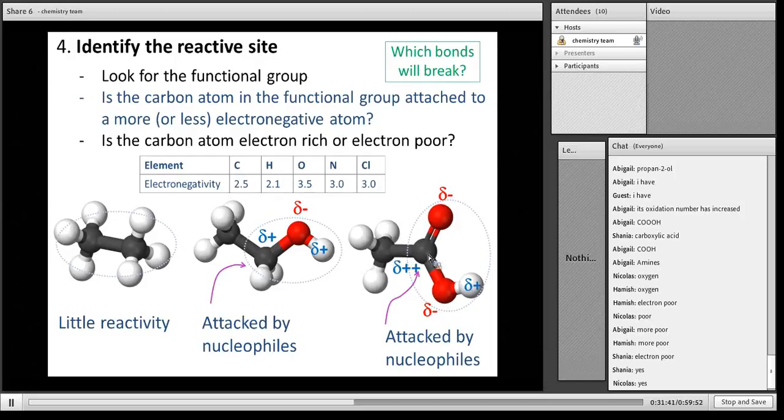Also, if this methyl group comes off, have you ever heard of CH3 minus? Methide. Has anybody heard of it? Nope. And the reason why you haven't is because it's extremely uncommon. You will only get CH3 minus under very extreme conditions because it's just so reactive.